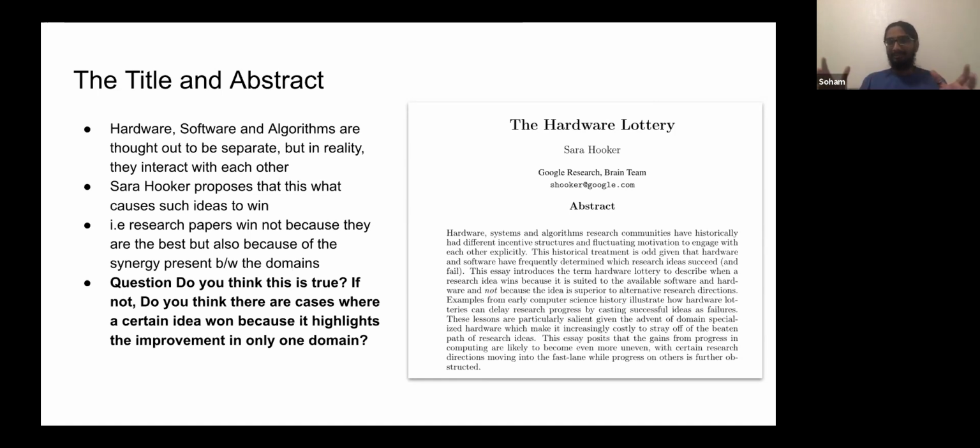But before we move on and talk about the rest, I have a question, which is, do you think that this hypothesis or this opinion is true? Do you think that there are cases where the hardware and software and algorithms actually caused a research idea to win? Or do you think that that's not the case, and do you think ideas win or become more popular simply due to their own merit? Yeah, what do you think?